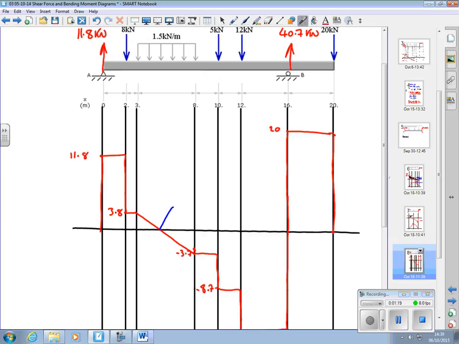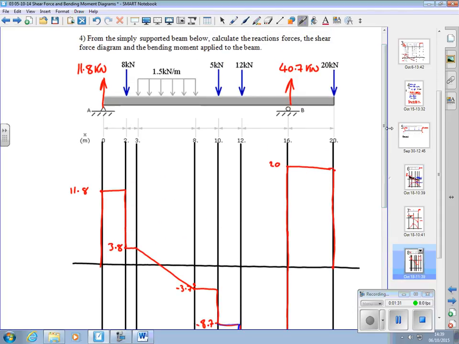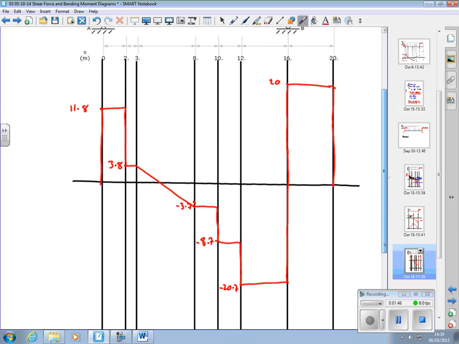So that's a point of maximum bending moment, because it's where it cuts the axis. And then nothing happens until we get to this point, so another 5 down. Nothing happens, and then another 12 down, which takes us to here. And then the reaction force of 40.7 cuts in, which takes us right up to here. And then we have the 20 kilonewton forces. So again, we should start and end at 0, and we do, hopefully. So just finish that shear force diagram if you haven't quite done it.